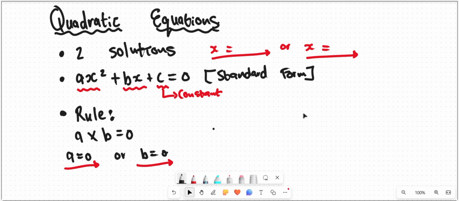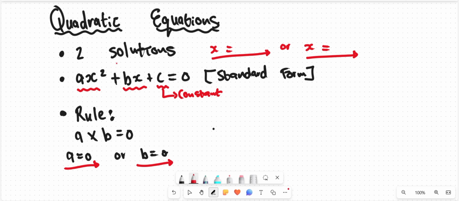In this video we're going to talk about quadratic equations. And what are quadratic equations? These are equations that have two solutions, right? We're going to be getting two solutions coming out of them. Either x is equal to one value or x is equal to another value.